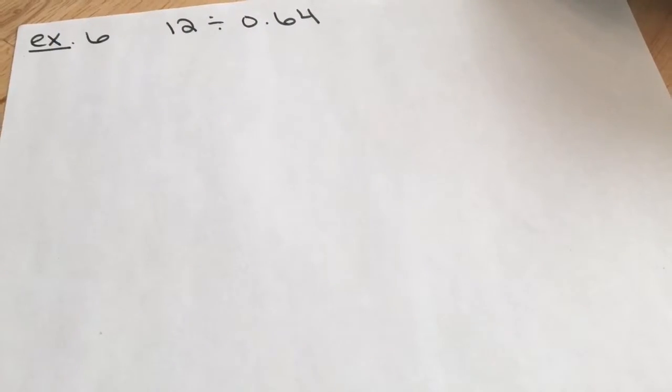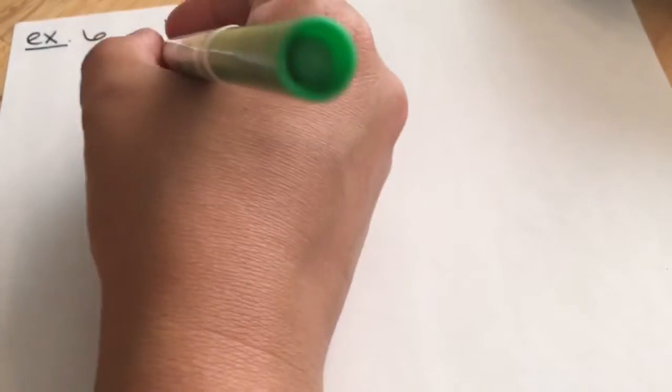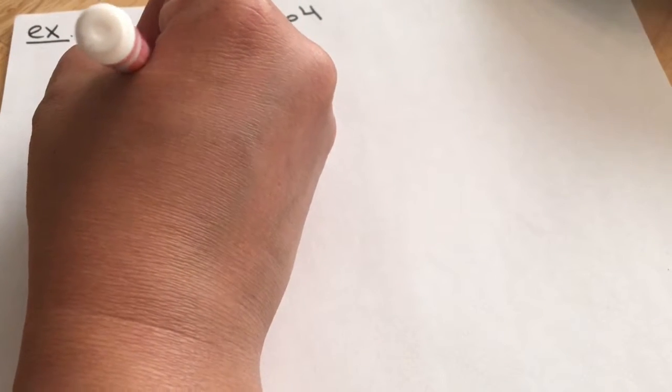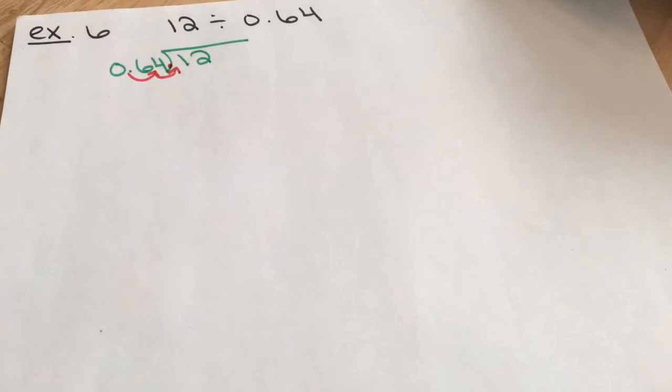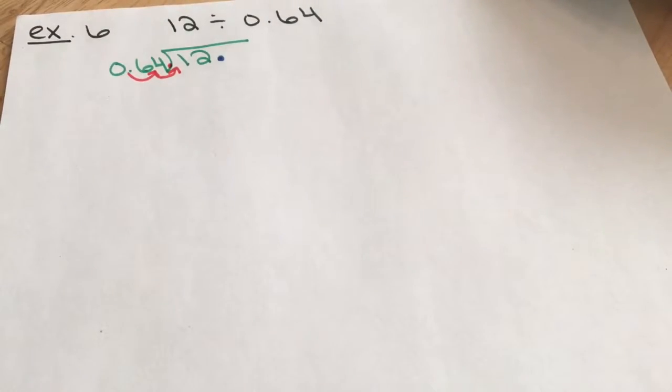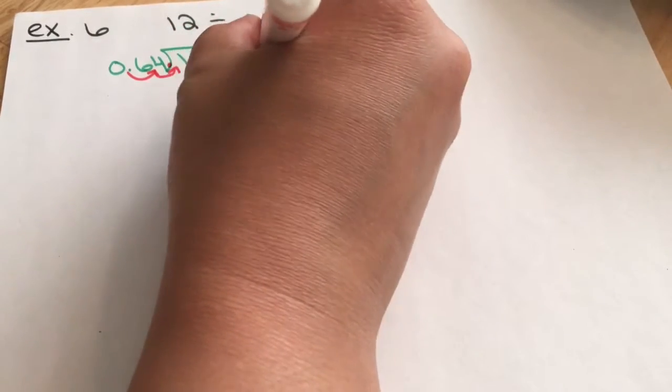And let's look at our last example here on number 6. So we have 12 divided by 0.64. Again, we want to write that as long division. We notice that our divisor does have a decimal, and according to our first step, we have to move the decimal point 2 places, because then it will no longer be a decimal number in our divisor. Whatever we do to our divisor, we have to do to our dividend. We first must remember that if we don't see the decimal point, it's at the end, and now we can move it 2 places.